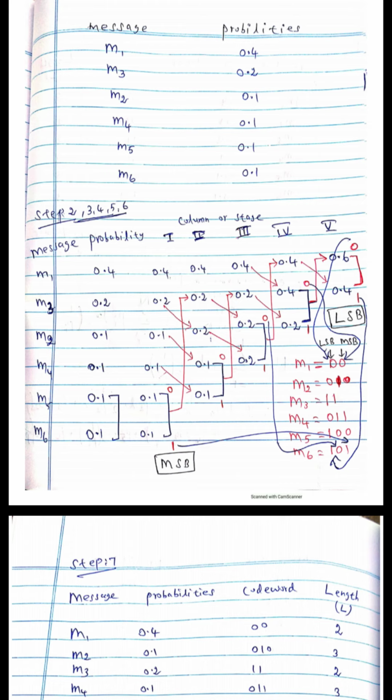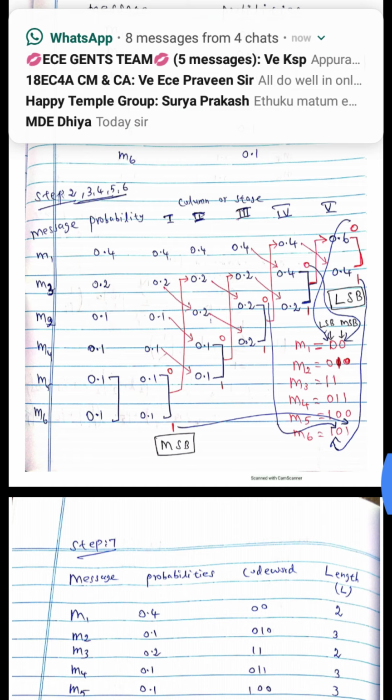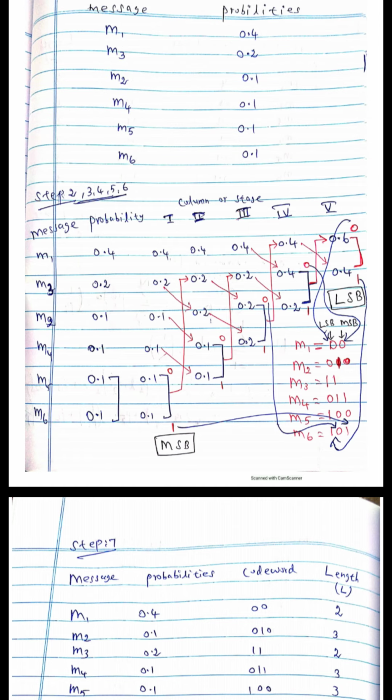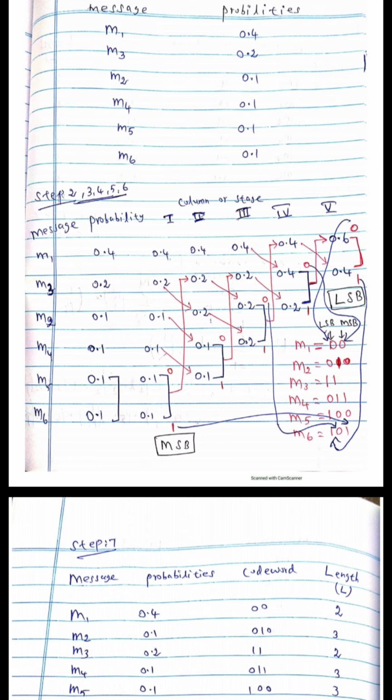So column 5 represents the LSB and column 1 represents the MSB bin. Now find the code word for the messages M1 to M6. In M1, the number of bits used is 2, so that is represented with the help of the arrow.